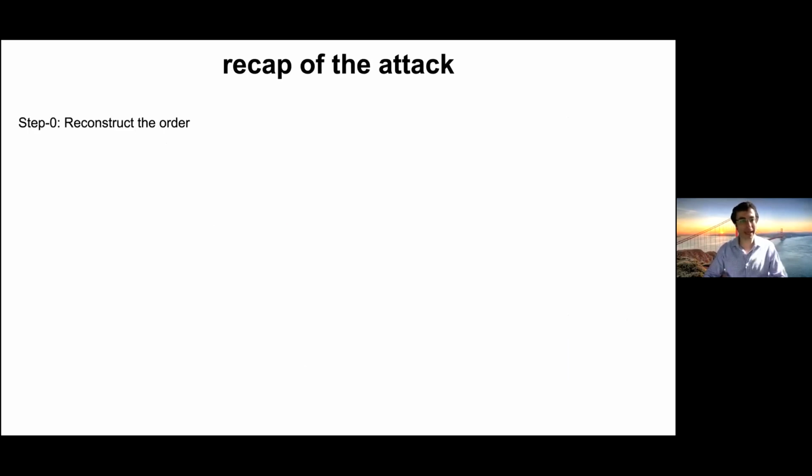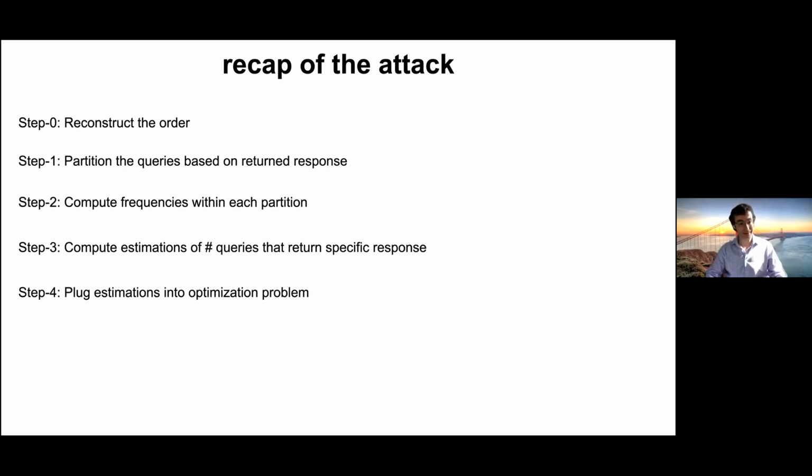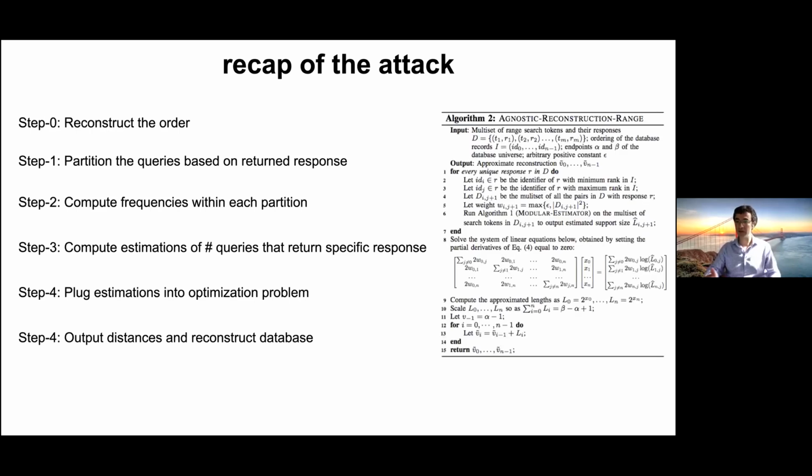So let me recap the attack. Step 0 is to reconstruct the order, right? Step 1 is to partition the queries based on return response. Step 2, compute frequencies within each partition. Again, the frequencies are very important for the jackknife estimator. Then you compute an estimation of the number of queries that return the specific response. You plug the estimations into an optimization problem, and then you output the distances and reconstruct the database. Right? And this is the pseudocode of the attack, where solving this system of linear equations boils down to actually solving a linear system.